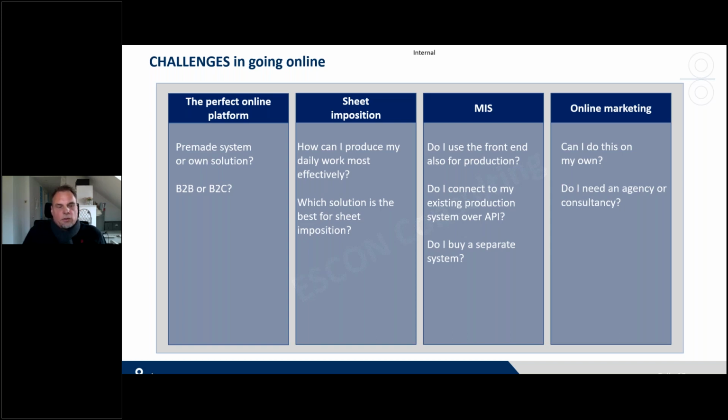Today, you can buy a lot of pre-made systems in the B2B area, and most of them come from closed shop systems, and then opened it also for sales in the B2B area.